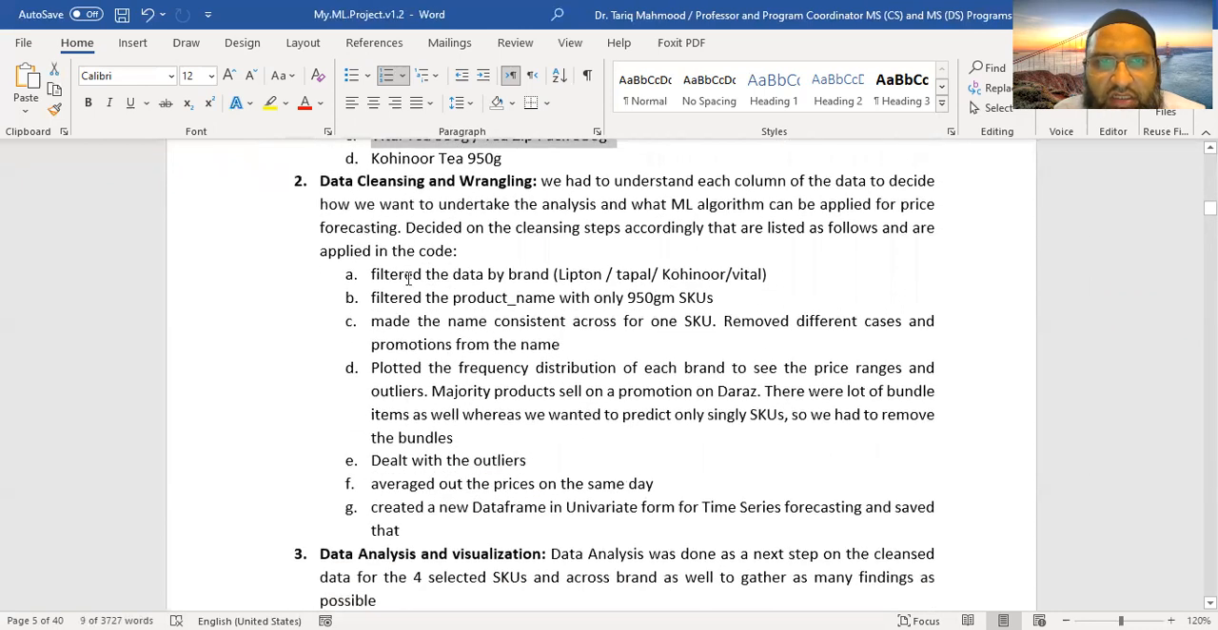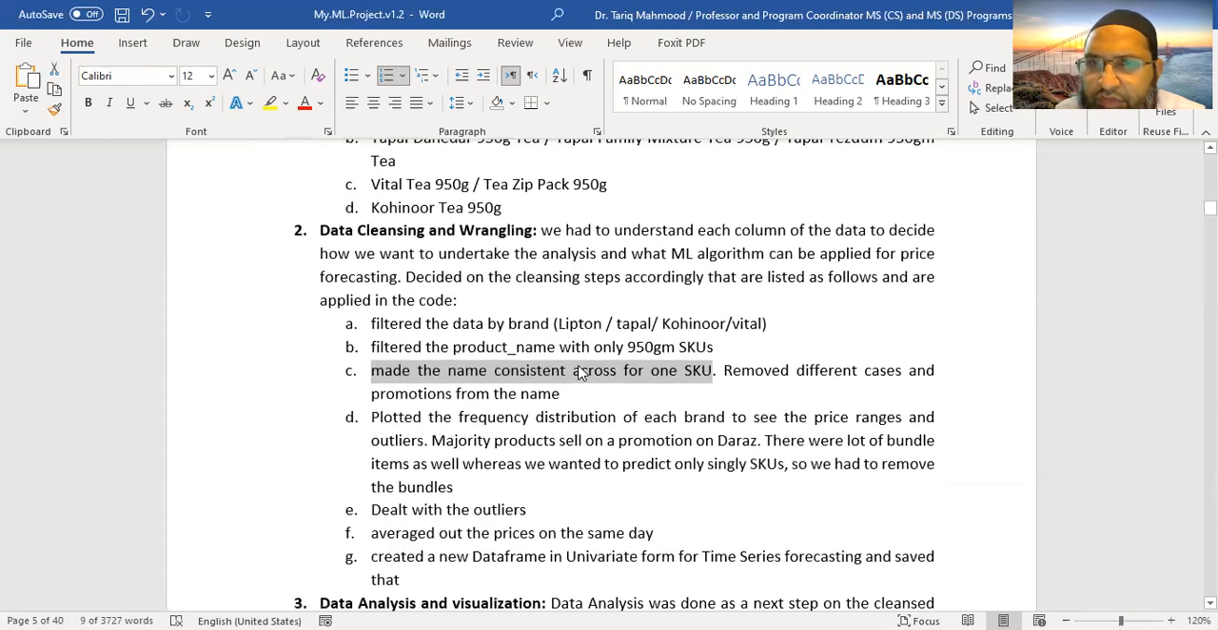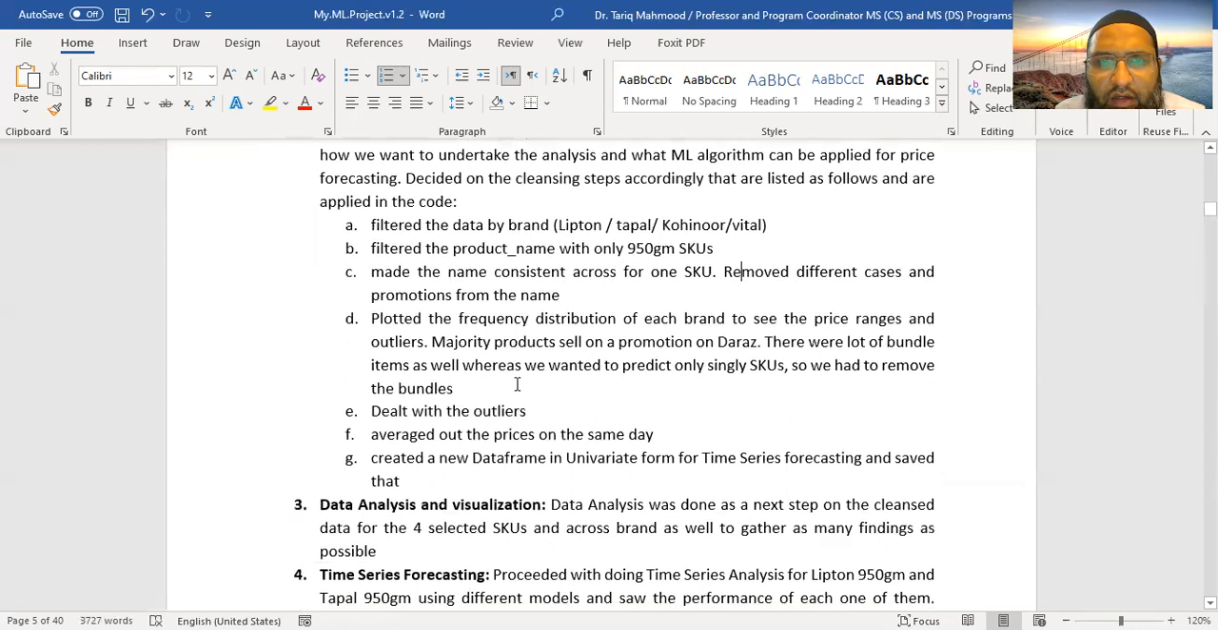So these are some of the data wrangling steps that you might need to do. Filtered the data by brand, filtered the product name with only 950 gram SKUs, made the name consistent across the whole data set for one SKU. That's the problem that we saw earlier on, that we have different names for the same product. So we removed the different cases and promotions from the name. And then started off with plotting the frequency distribution of each brand to see the price ranges and the outliers.